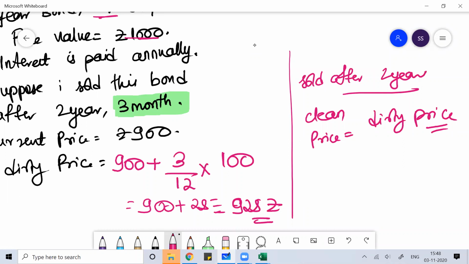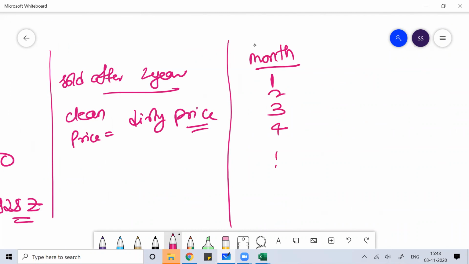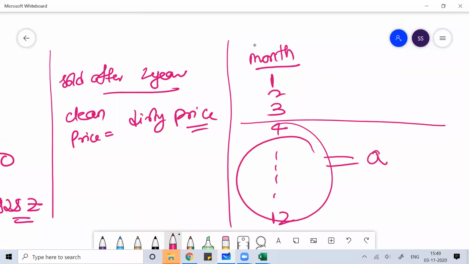Are you getting me? Because the coupon is paid after 12 months. Okay, the third coupon is paid after 12 months. So the other person will receive the coupon only after 9 months.